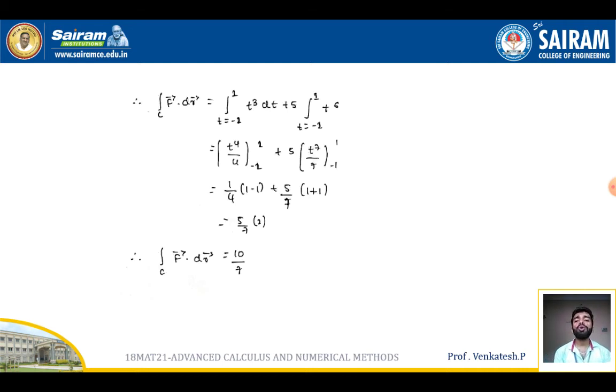And now I'm going to apply the integration on both sides. Since here t varies from -1 to +1, it will become integration of f dot dr equals integration from -1 to 1 of t cube dt plus 5 times integration from -1 to +1 of t power 6 dt. On integrating this equation, I'll be having t power 4 by 4 with the limits -1 to +1, plus 5 into t power 7 by 7 with the limits -1 to +1. On applying the limits, I will be having 1 by 4 into 1 minus 1 here, plus 5 by 7 into 1 plus 1. The answer is 10 by 7, we will get it.